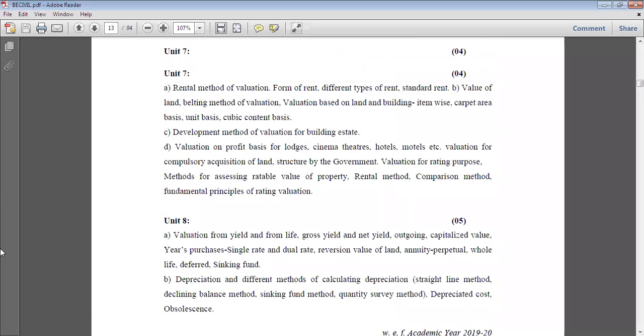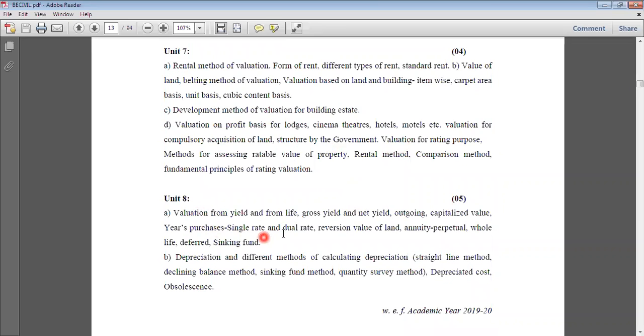So I will also have some idea about what things have been left. Then the comparison method, only this is remaining. Compulsory acquisition of the land, that is for the government structures, by the government. Again, we are going to complete only that part today.